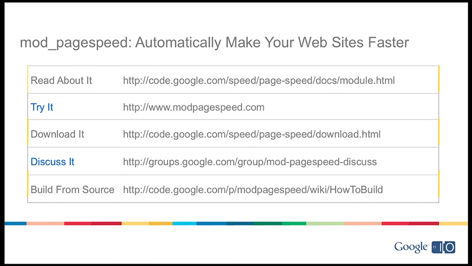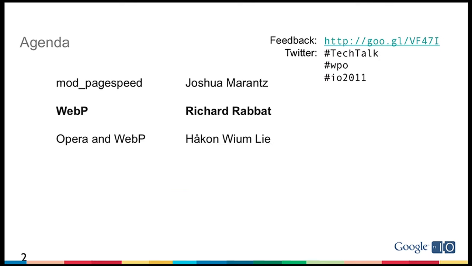So there's all kinds of material on the web about this. It's easy to search for it now. The first place to go is modpagespeed.com, which shows all of the rewrites that we do, before and after. So next up, we have Richard Rabbat, who will talk about WebP.